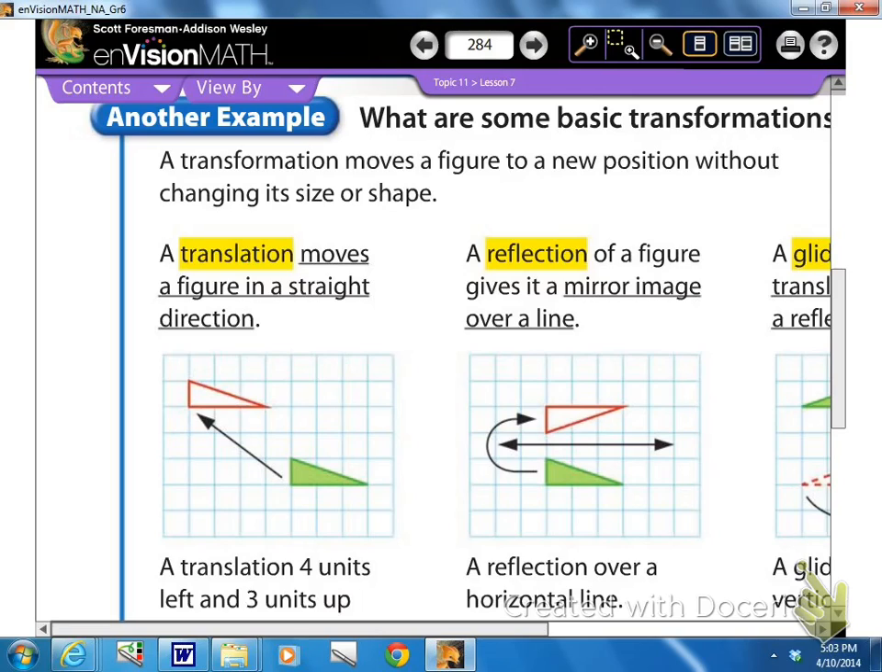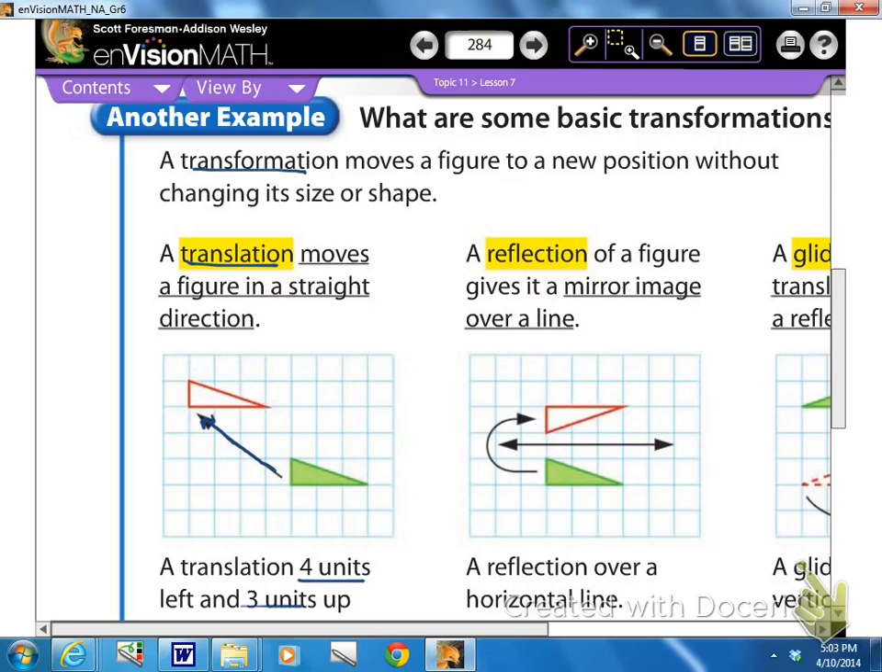All right, we're looking at 284. What are some basic transformations? And they have 4 here. So a transformation moves a figure to a new position without changing its size or shape. So here our first one is a translation. Okay, so this moves a figure in a straight direction. So the green figure is moved up here, kind of angled up and to the left. And if you're going to describe that translation, they have it down here. They say that it's a translation 4 units to the left and 3 units up.